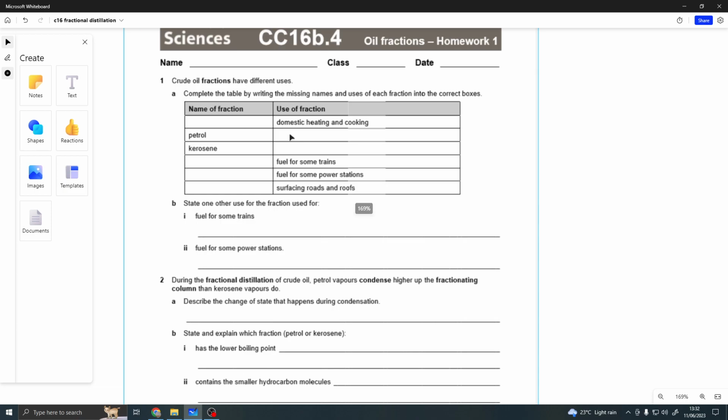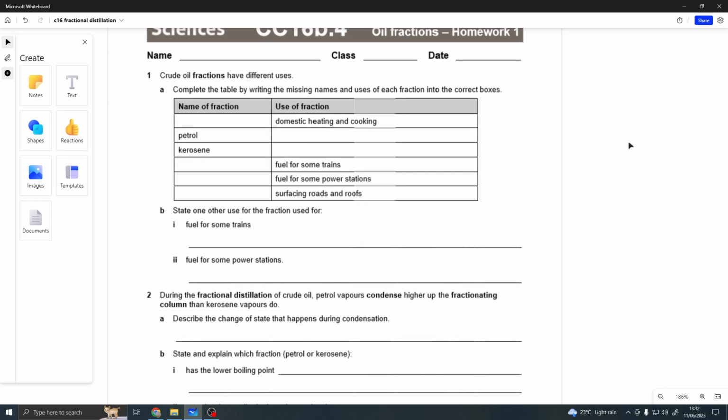Next it says crude oil fractions have different uses. Complete the fractions. So what did we just learn? We just learned that gases are to do with domestic heating and cooking. Petrol is fuel for cars. Kerosene is fuel for aircraft. Diesel is fuel for trains. Fuel oil is fuel for power stations, and bitumen is for that.